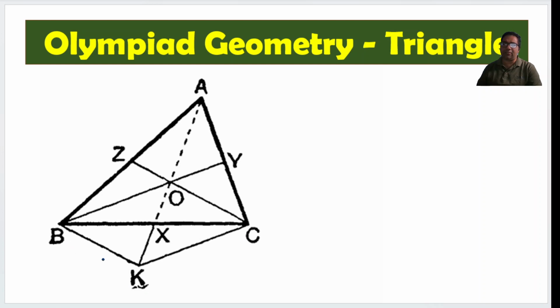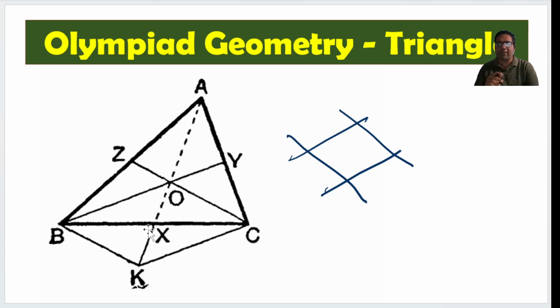That means ZC is parallel to BK, and BY is parallel to KC. If you see, there are two lines here, BY and KC, and these two are parallel. Similarly, BK and ZC are also parallel. So what does it mean? The figure between two sets of parallel lines is a parallelogram. What does that mean? BOKC is a parallelogram. BX equals XC and OX equals XK because the diagonals bisect each other.